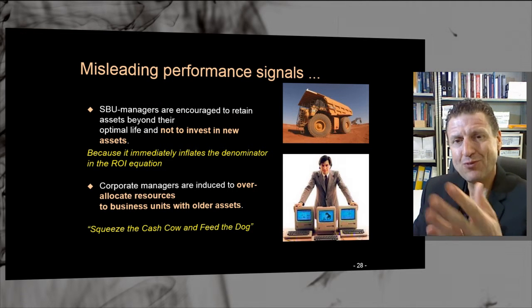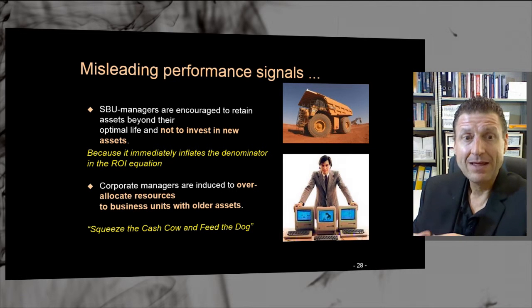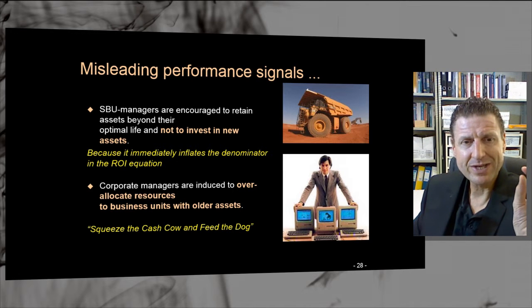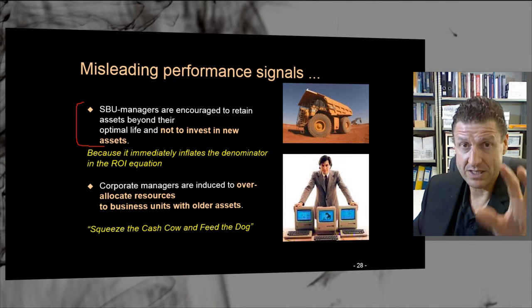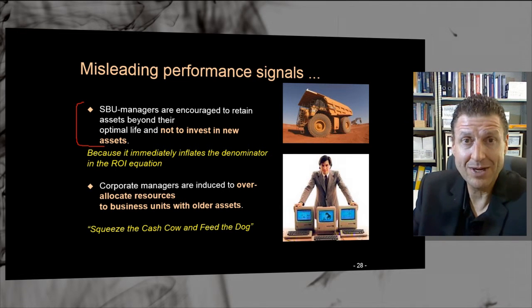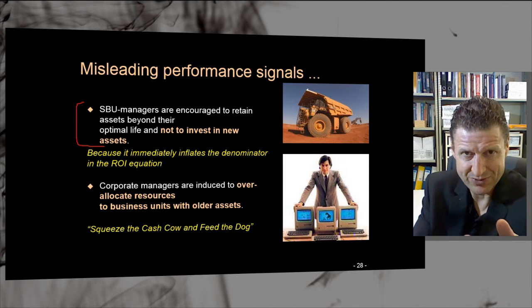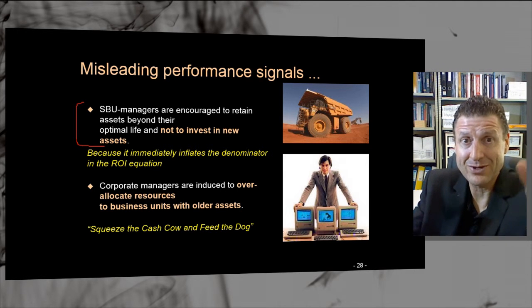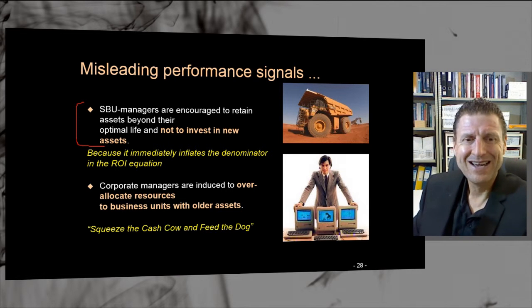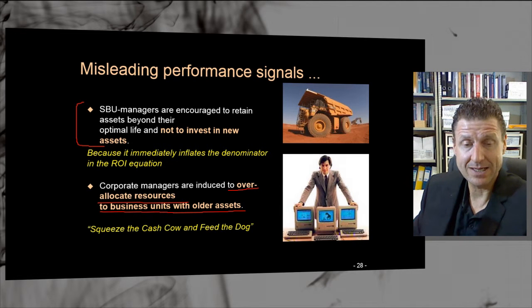Other issues we've got, and I've mentioned some of these already, misleading performance signals. Strategic business unit managers are encouraged to retain assets beyond their optimal life and not to invest in new assets. As I've just made very clear to you, as you keep the old assets, the asset base, the denominator on return on investment gets smaller and smaller. So your performance looks better and better. All right, more bonus, more money. Yes, yes, yes. Okay.